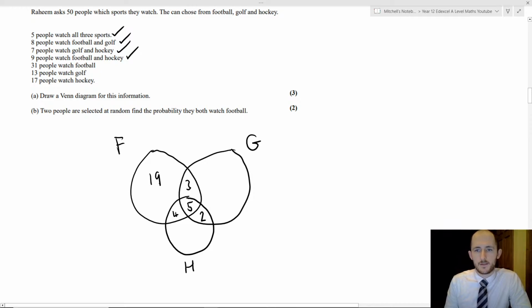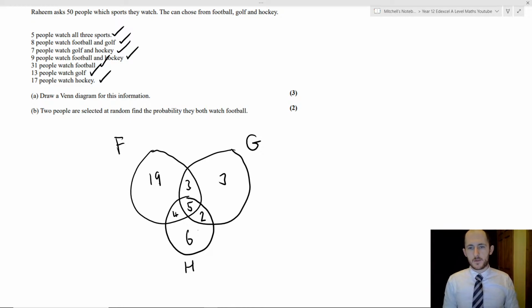And again, tick it off. 13 people watch golf, so 3, 8, that'd be 10, so there should be 3 people in the golf section. And lastly, tick it off, 17 watch hockey, so 4 plus 5 is 9, that's 11, so there should be 6 people in the hockey only part.